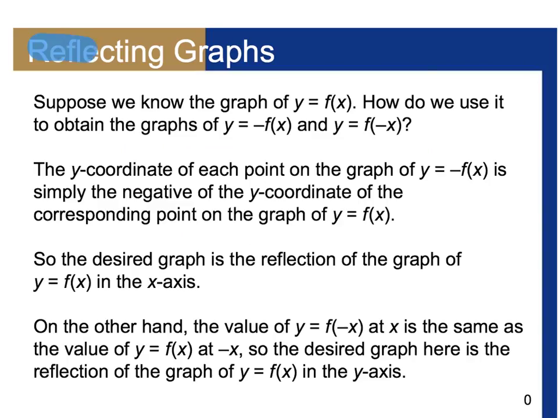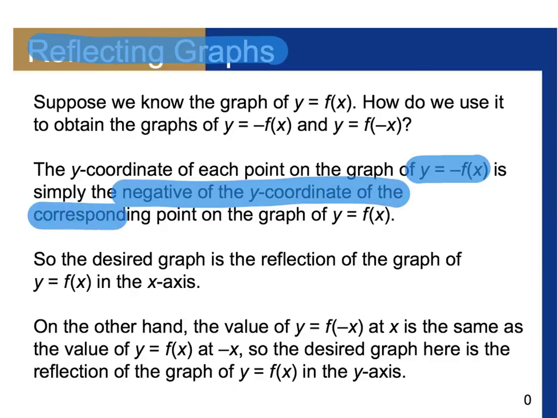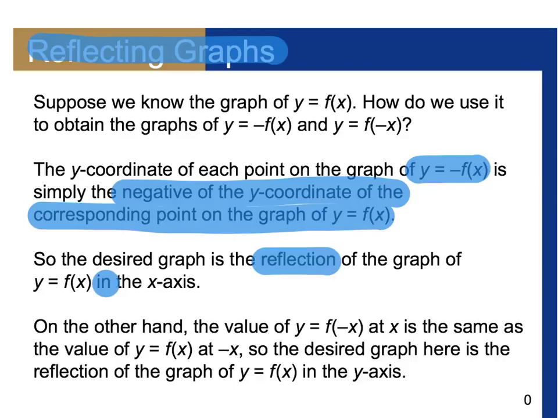Okay, for reflecting graphs, when we change y to the opposite, in other words, we change y to minus f of x instead of f of x, it's simply the negative of the y coordinate of the corresponding point on the regular graph, y equals f of x. So this is a reflection in the x-axis. So if you put in minus y for y, let me write that down. Minus y for y, that's an x-axis reflection.